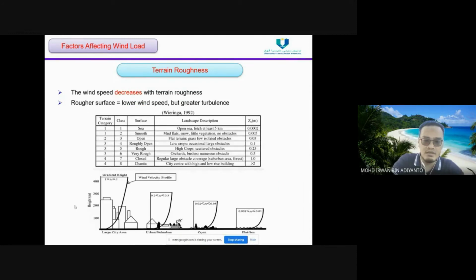Here is the terrain category. We have terrain categories 1, 2, 3, and 4, depending on the class and the surface, from sea, smooth, open, very rough, up to chaotic. As you can see in this figure, you can read the landscape description here.